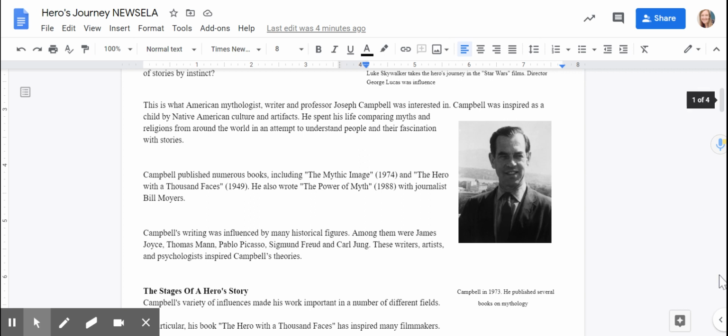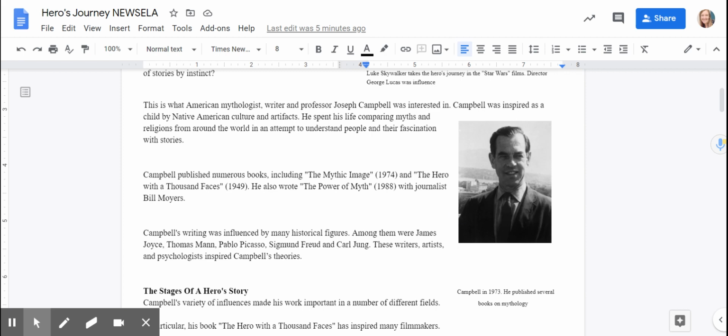Campbell was inspired as a child by Native American culture and artifacts. He spent his life comparing myths and religions from around the world in an attempt to understand people and their fascination with stories. Campbell published numerous books, including The Mythic Image, 1974, and The Hero with a Thousand Faces, 1949. He also wrote The Power of Myth, 1988, with journalist Bill Moyers.